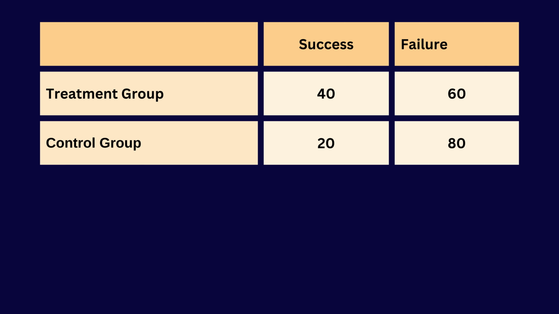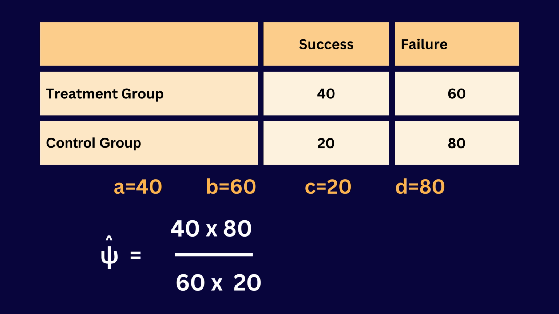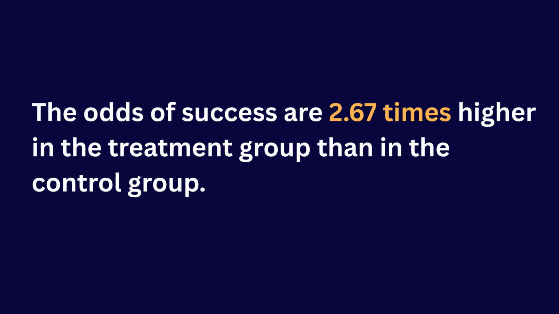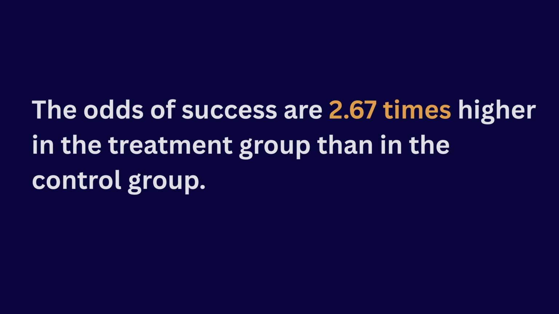Let's walk through a quick example. Suppose we have the following data. So our A equals 40, B equals 60, C equals 20 and D equals 80. So our psi hat equals 40 multiplied by 80 divided by 60 multiplied by 20, equals 3200 divided by 1200, equals 2.67. So the odds of success are 2.67 times higher in the treatment group than in the control group.